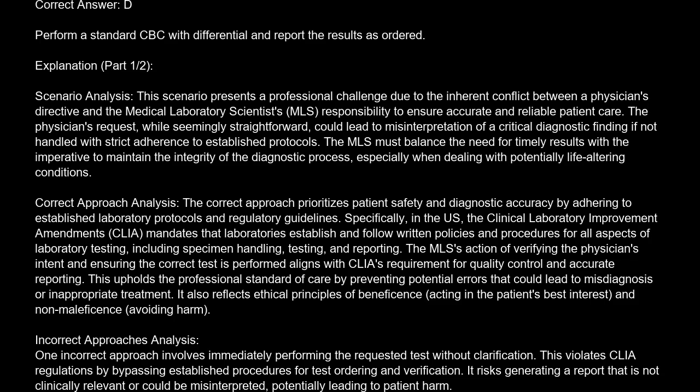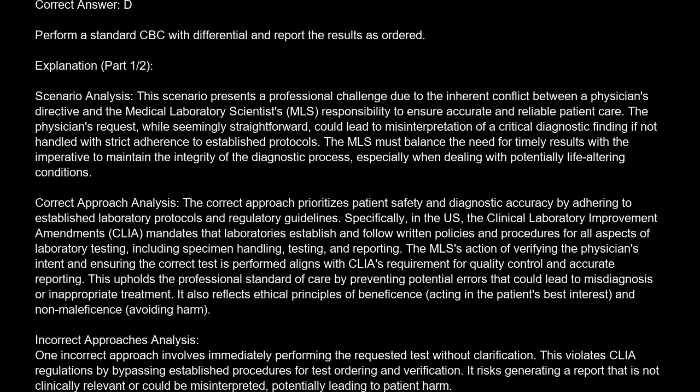Correct answer is D. Perform a standard CBC with differential and report the results as ordered. Explanation. Scenario analysis. This scenario presents a professional challenge due to the inherent conflict between a physician's directive and the medical laboratory scientist's, MLS, responsibility to ensure accurate and reliable patient care. The physician's request, while seemingly straightforward, could lead to misinterpretation of a critical diagnostic finding if not handled with strict adherence to established protocols. The MLS must balance the need for timely results with the imperative to maintain the integrity of the diagnostic process, especially when dealing with potentially life-altering conditions.